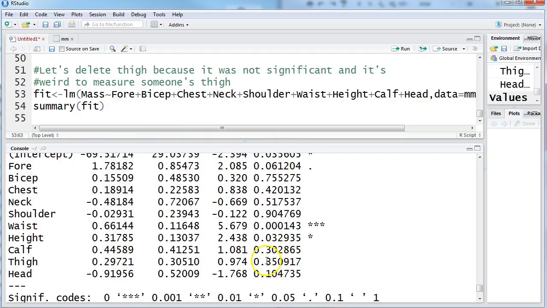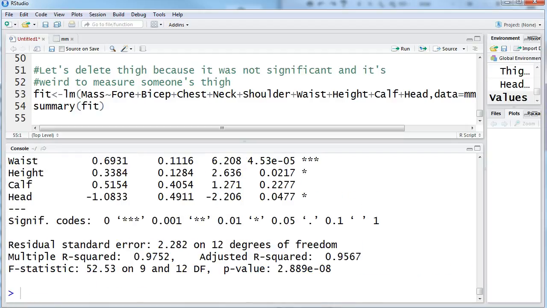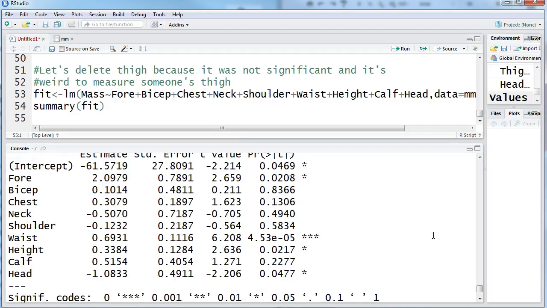So yes, it's okay to choose thigh to go if you have some good reason. Now, if you've chosen a smaller p-value in favor of a larger p-value, there should be a justification. And in this case, the justification is I don't know how to measure someone's thigh without it being creepy. So we're going to take thigh out. This is going to force us to get a different model because last time thigh was one of the variables that ended up surviving. And look, here we have head now pops up, height and waist are still there, and forearm is still there. Okay, what should we take out next?